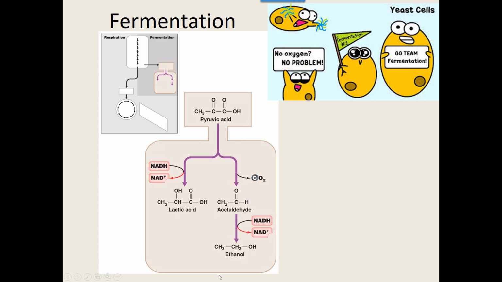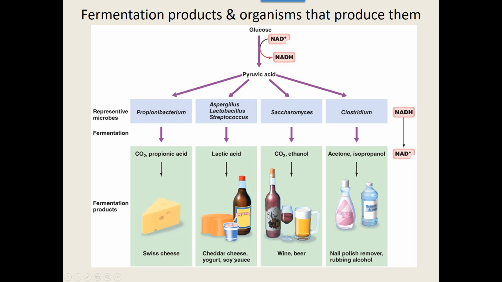It depends on the different organism, which makes different end products with that pyruvic acid. This is showing an example of different organisms and what organic molecules are their end products. No matter what, it's still going to have glycolysis, and then they're going to get pyruvic acid.